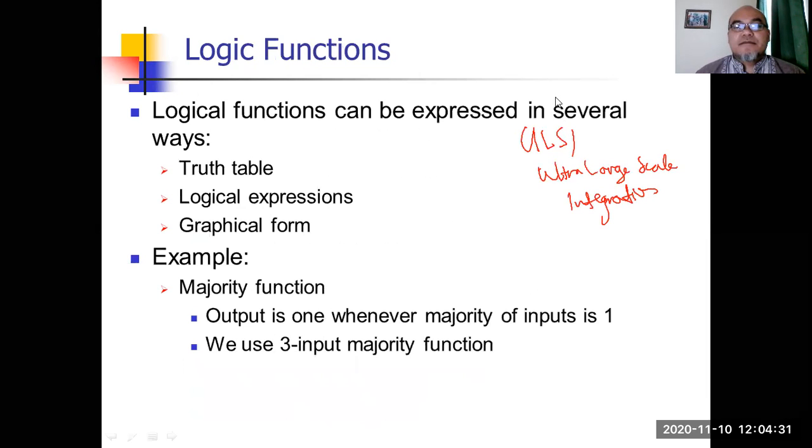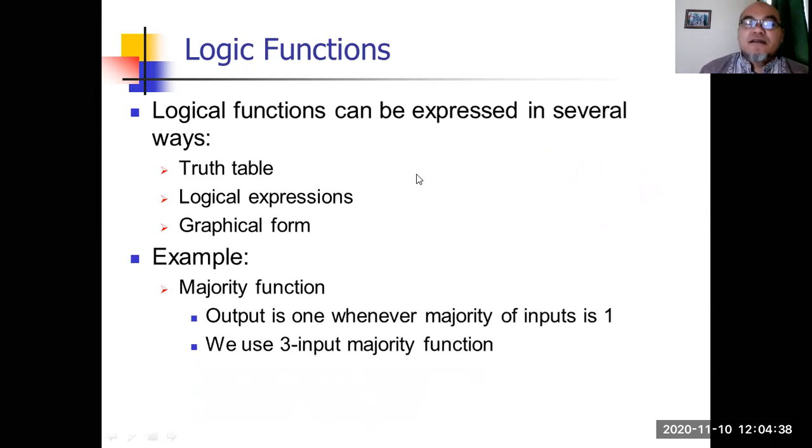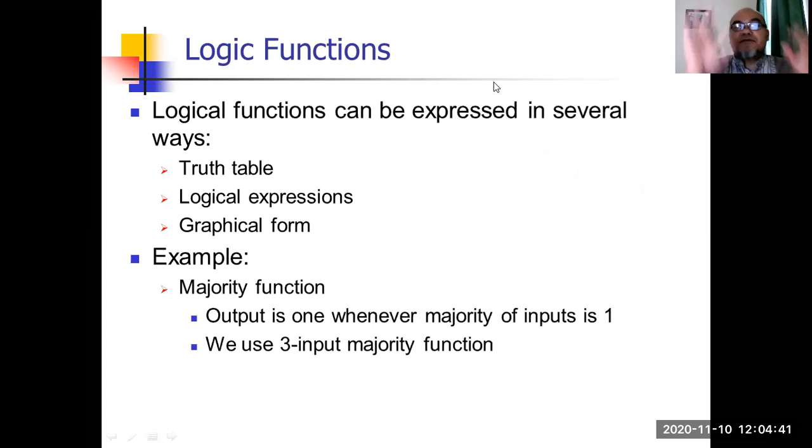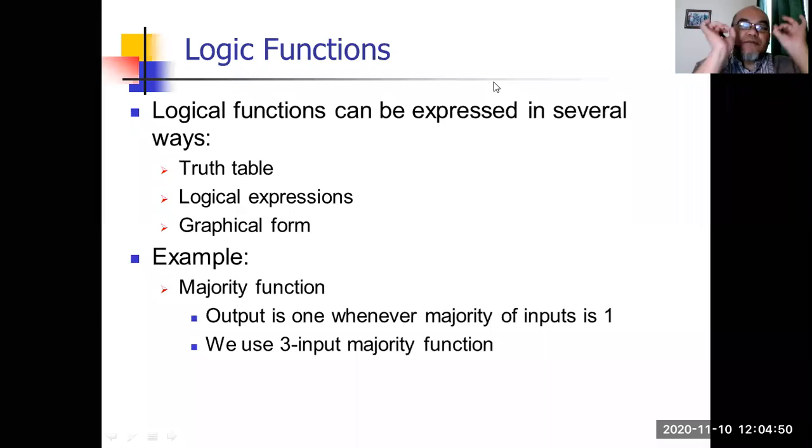Okay, so logical functions can be expressed in several ways. One is the truth table. In a truth table you draw the table and then you write down the possibilities of the inputs. For example, if it contains two inputs, when both inputs are false, 0, 0, one input is true, 0, 1 or 1, 0, and then when all inputs are true, 1, 1, then the corresponding output values. So that's what we call a truth table.